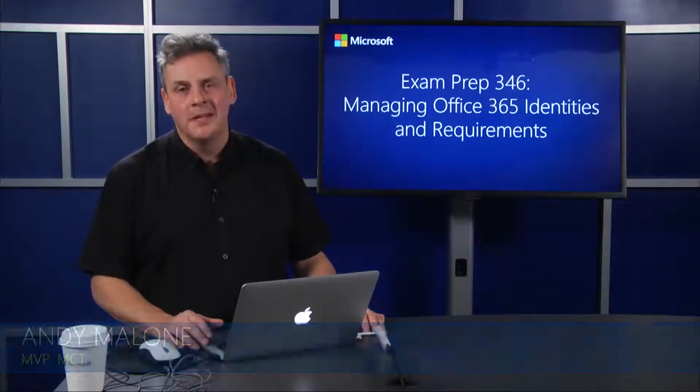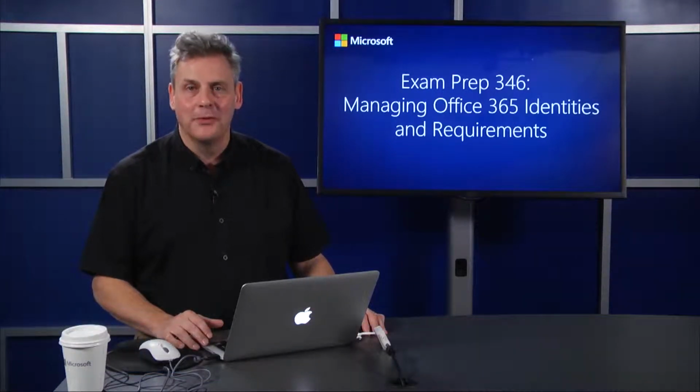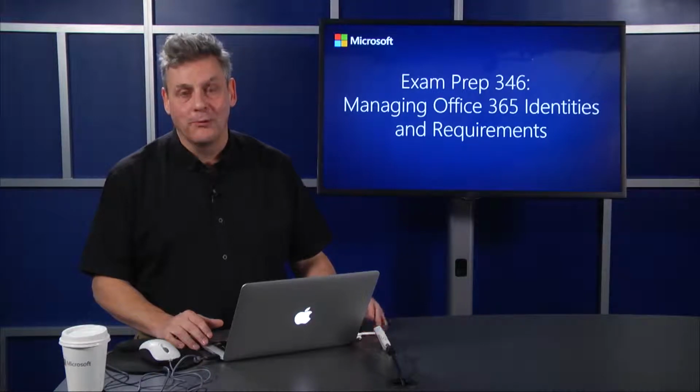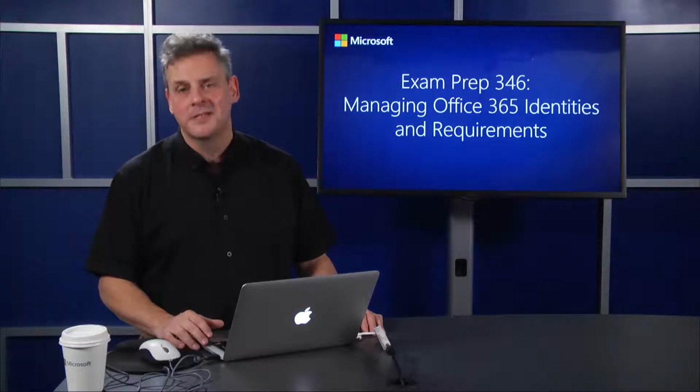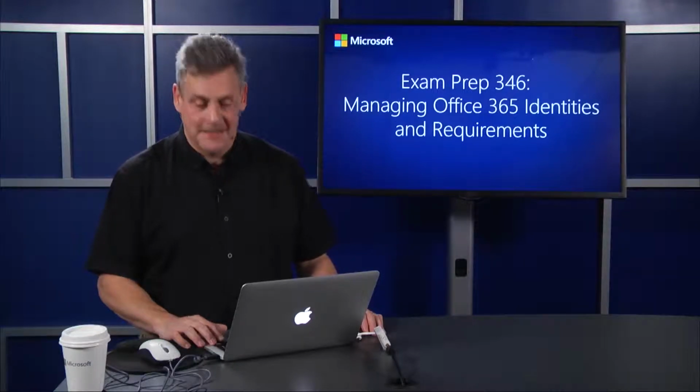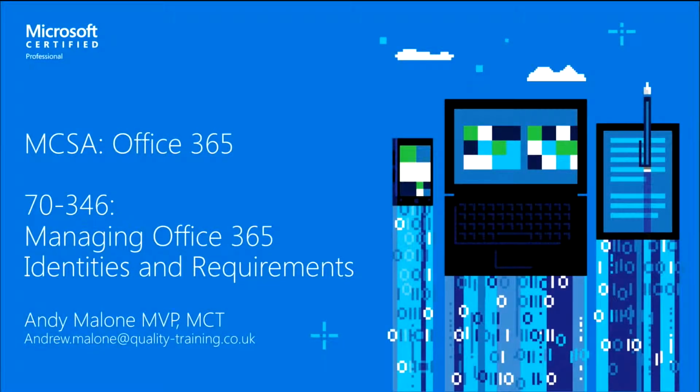In this series we're going to help you pass, hopefully, exams 70-346 and 347. So the first one we're going to take a look at is exam 70-346. This is the Office 365 identities and requirements.